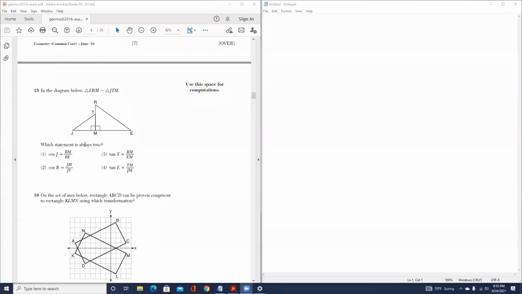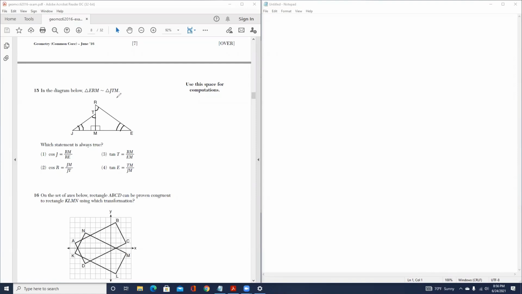So moving on now to question 15. In the diagram below, triangle ERM is similar to triangle JTM. Which statement is always true? The way in which we have to do this is recognize that for a system of these triangles, based on angle-angle, and in turn angle-angle-angle similarity, these angle measurements will always be congruent to each other, or they will always be equal to each other.